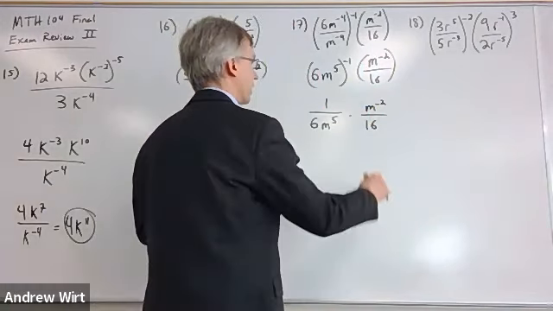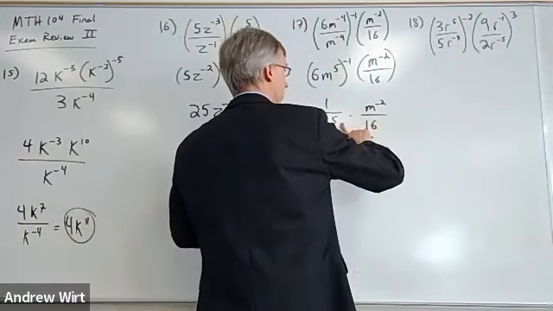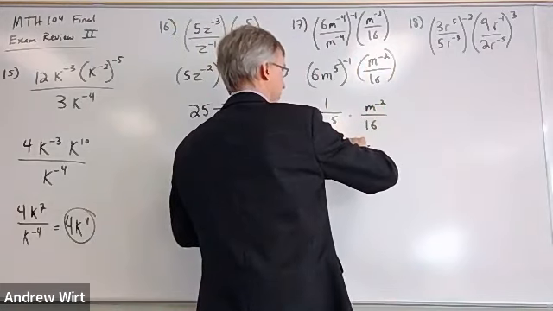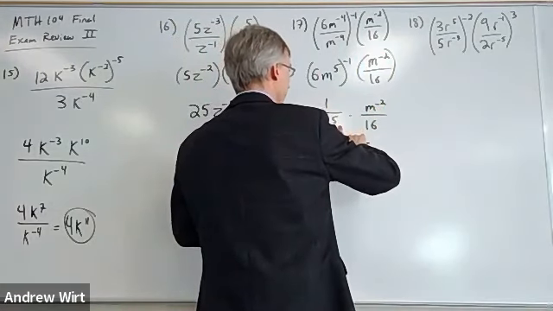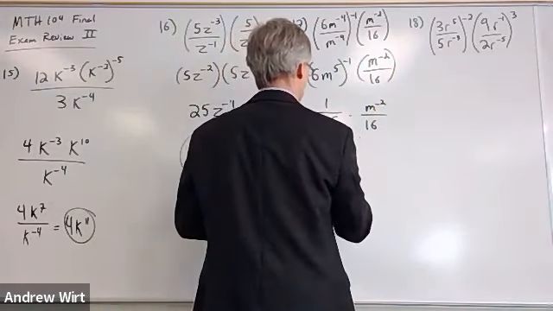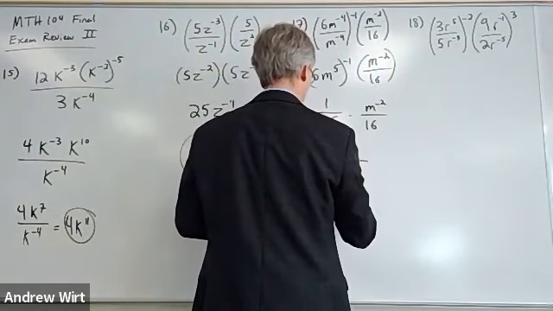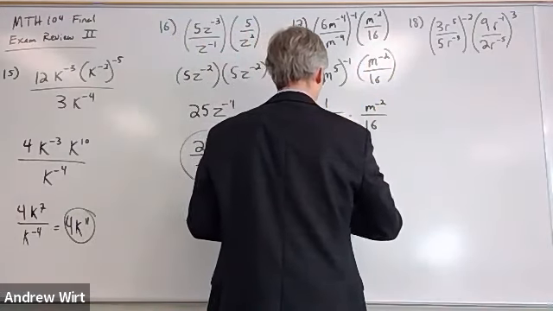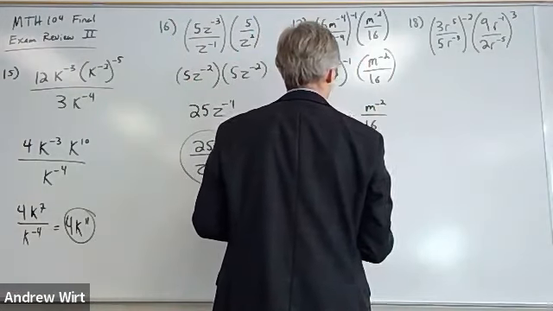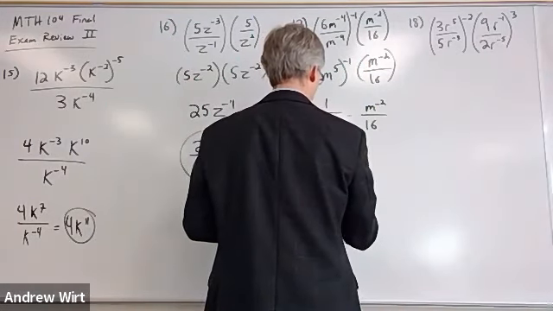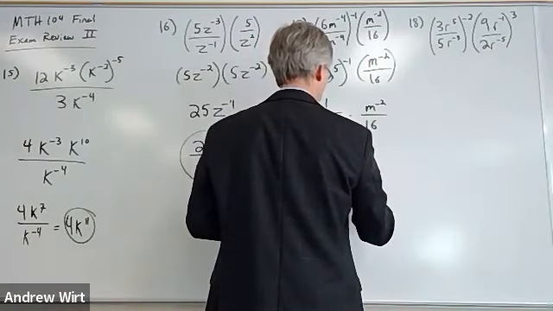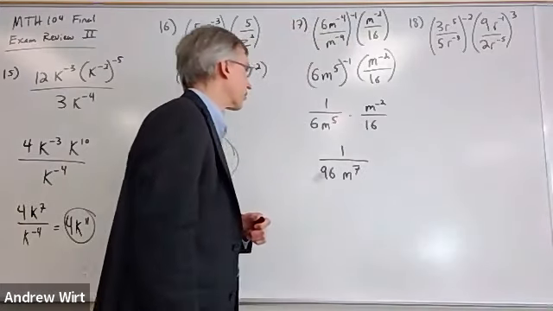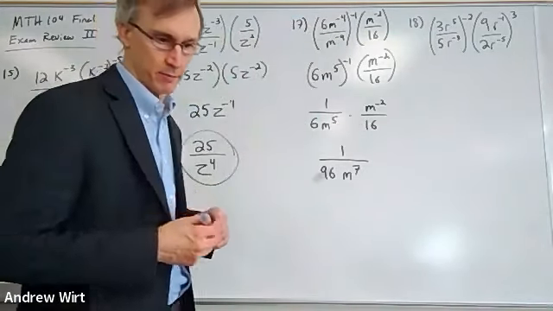Right now we can combine these two. Quotient rule, so subtract the exponents. -2 minus 5 is -7. That gives us 1 over 96 m to the 7th.